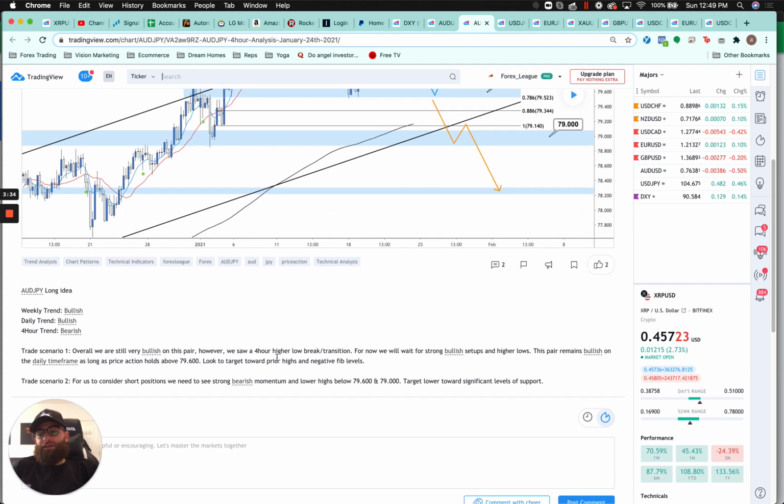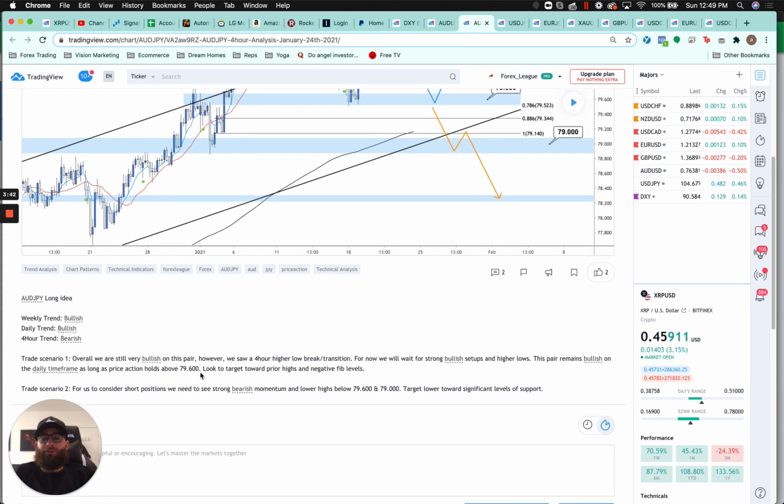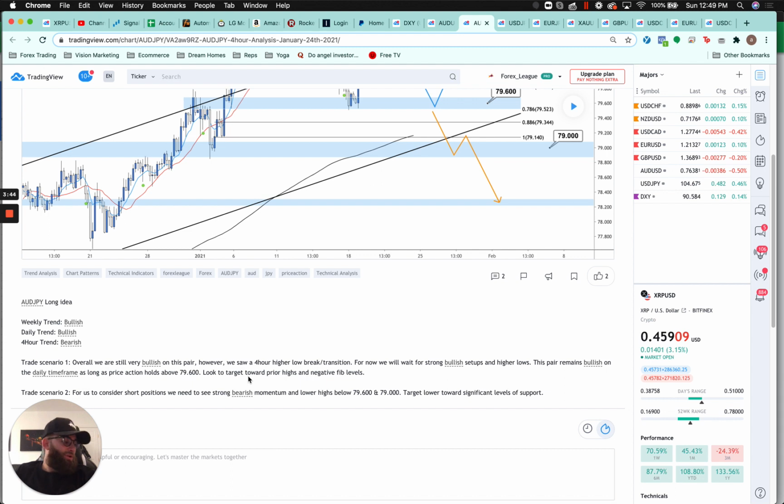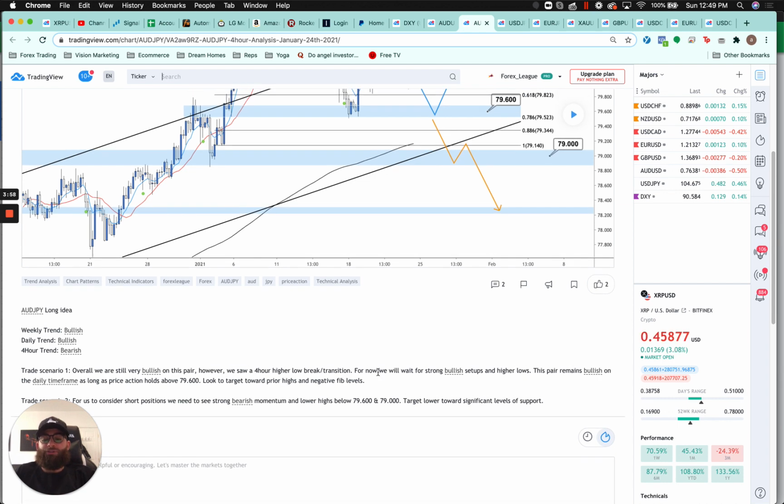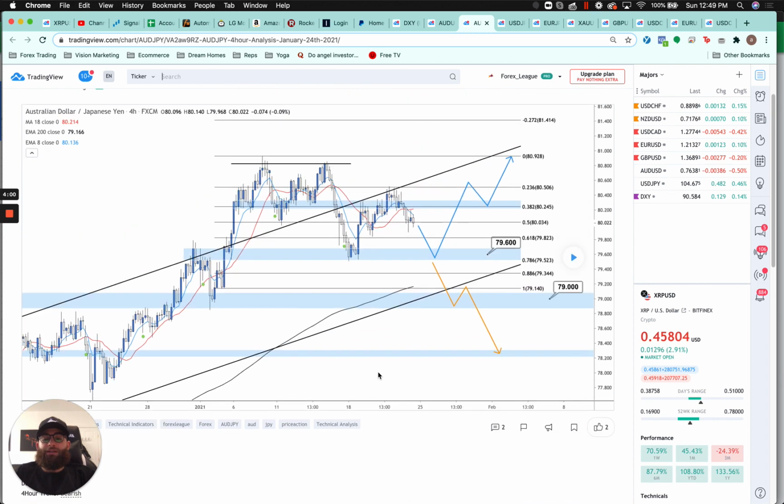Let's go to AJ. So weekly trend is bullish, daily trend is bullish, 4-hour trend is bearish. Overall, we are still very bullish on this pair. However, we saw a 4-hour higher low break and transition. For now, we will wait for strong bullish setups and higher lows. This pair remains bullish on the daily time frame as long as price action holds above 79.600. Look to target the prior highs and negative fib lows.